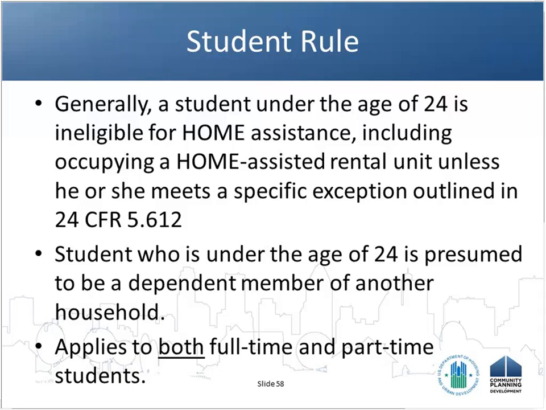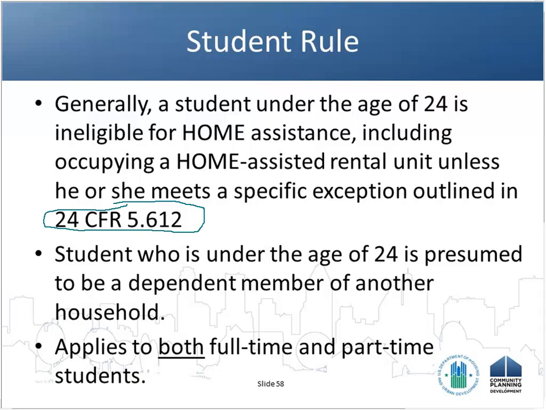So the HOME program is deferring to the Section 8 program regulations at 24 CFR 5.612, right here in the slide. And I believe there will be some forthcoming HOME-specific guidance on this, but it's based on the 5.612 guidance.